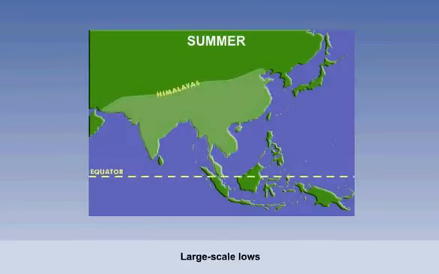Over the large continents in summer, we can find large-scale thermal lows developing. Because of their scale, they dominate the weather over a significant area. The best example of this type of low is the Asian monsoon low, which forms in summer off the Tibetan Plateau.